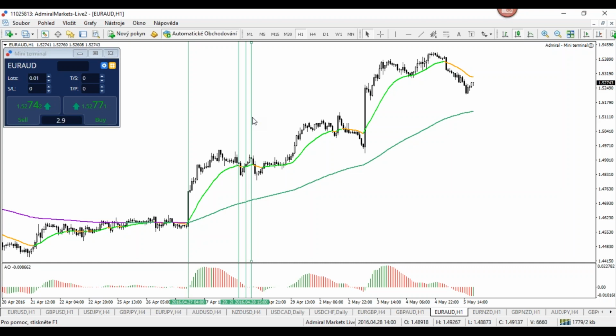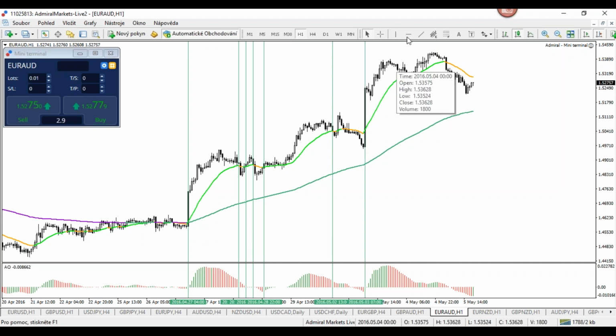The moving averages, by the way, I just quickly want to finish this. The moving averages change color, and for me that's very valuable because we can see the angle. Basically, if they're green, the moving average is bullish. If they're orange or purple, the moving average is bearish.